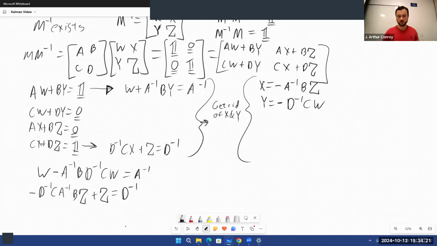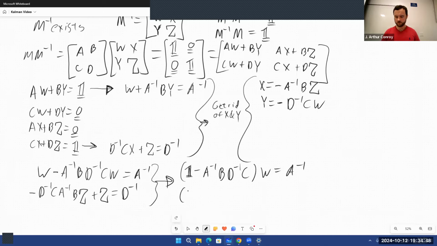All right, cool. So now we can post factor some terms. So we'll get an identity matrix minus A inverse B, D inverse C, this whole quantity times W equals A inverse. And a similar idea, but looking at Z, we'll have minus D inverse C, A inverse B, Z is equal to D inverse.